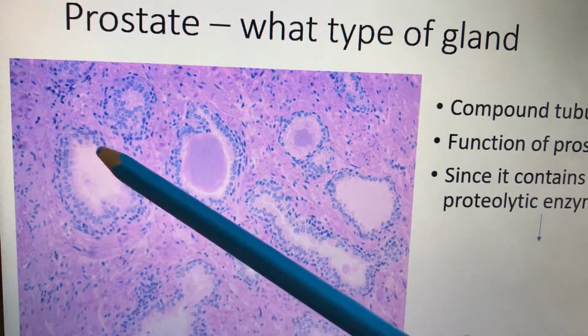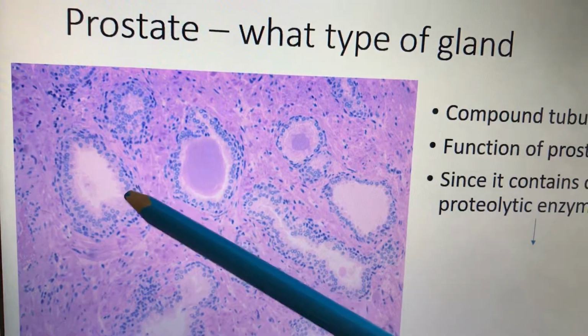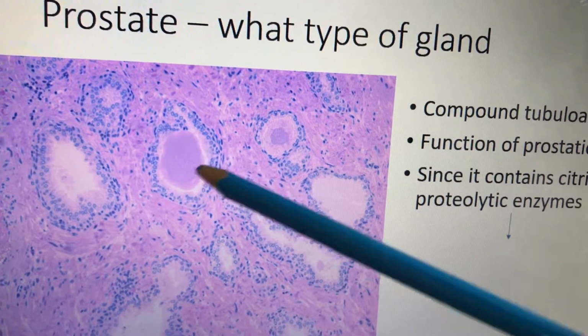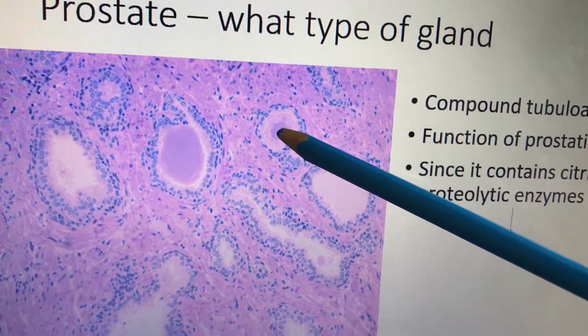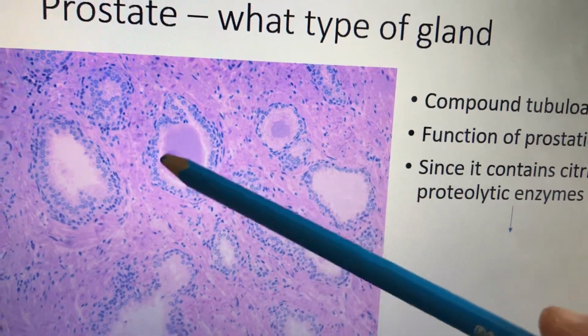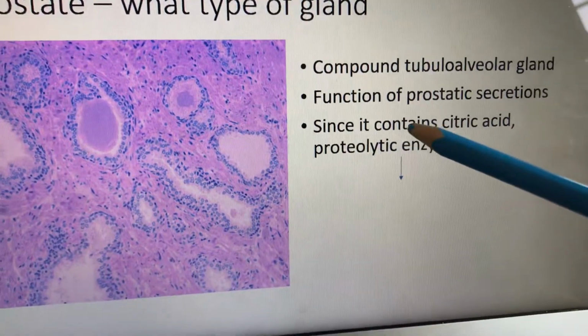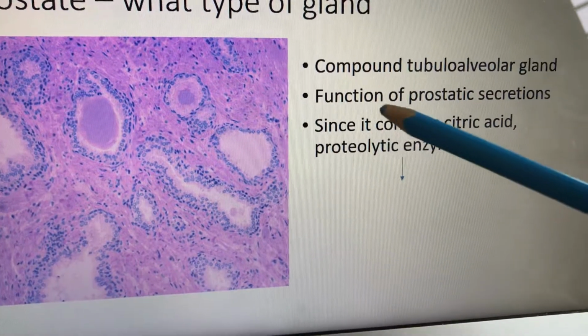Each tubulo-alveolar gland is lined by the columnar epithelium, and in some areas you can see some colloid-like substance that is called corpora amylacea. That is a glycoprotein-like substance. You can see this is called corpora amylacea. We will see about the corpora amylacea later on.